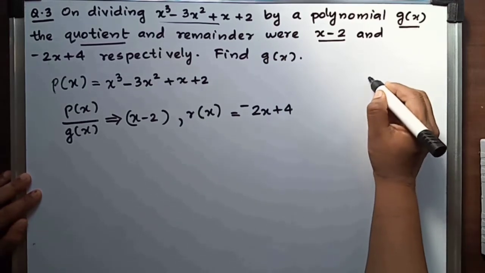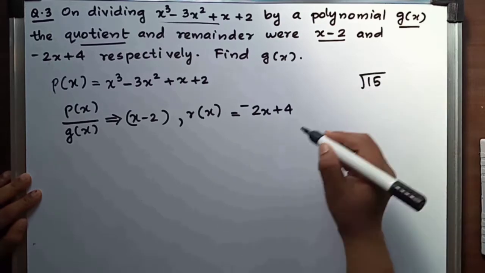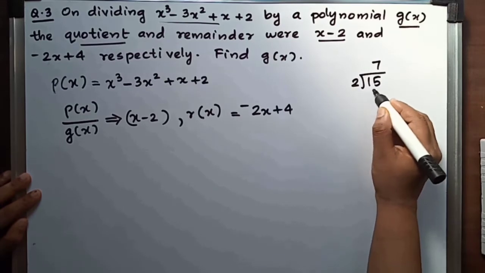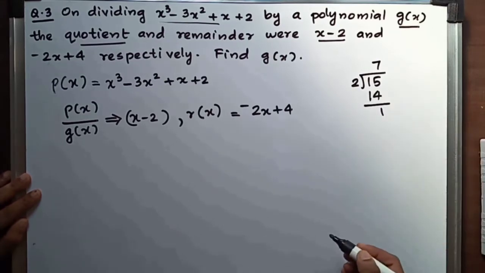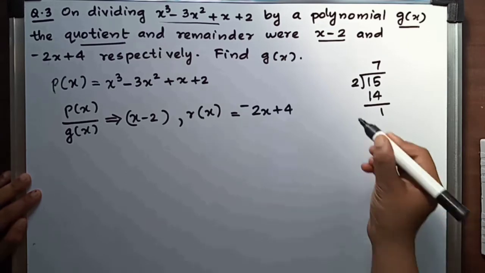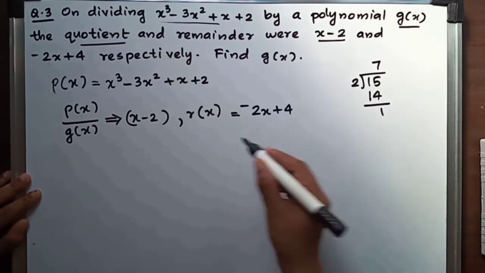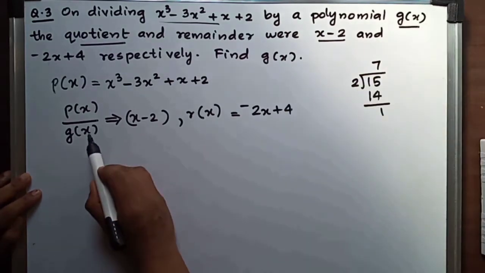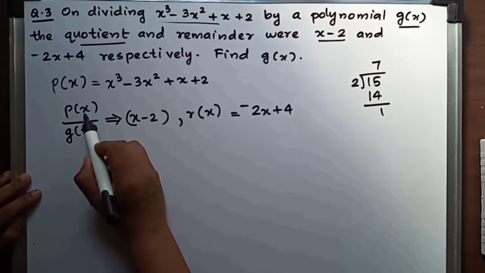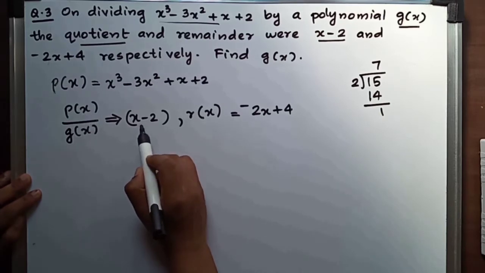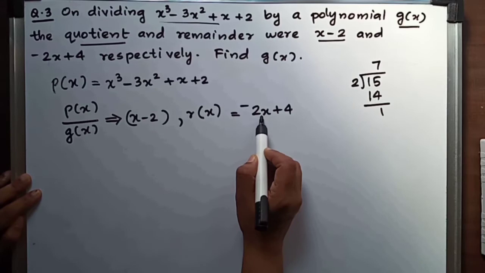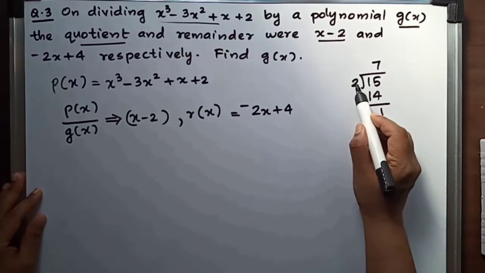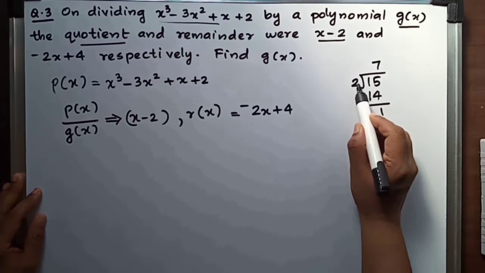Suppose we are dividing a number 15 by 2. 7 times 2 is 14 and the remainder is 1. Then how will we get this 2 here? That is the question, right? We have to find this g of x. p of x when divided by g of x gives the quotient x minus 2 and remainder minus 2x plus 4. So how will we get this g of x?